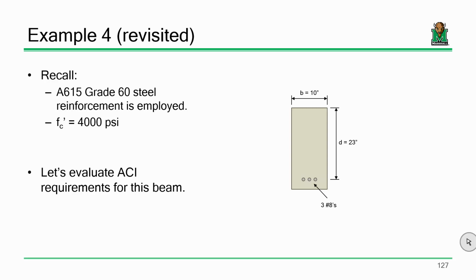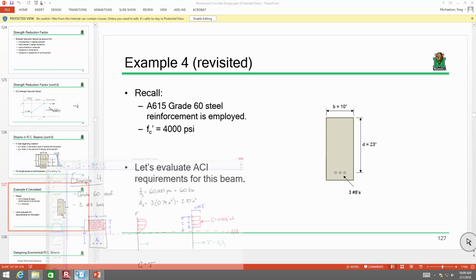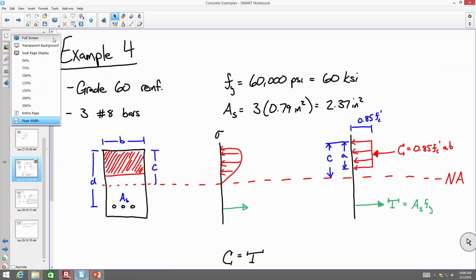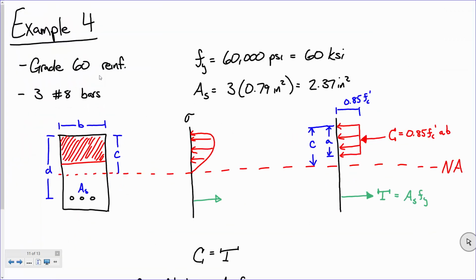Now let's make sure that we're good on example 4 in general and that we know what's going on. All right? So example 4, we were given grade 60 reinforcement, so we know that the Fy is 60 ksi. We have 3 number 8 bars, so we know that the area of steel is 2.37 inches squared, just taking the area of a single number 8, multiplying it by 3.